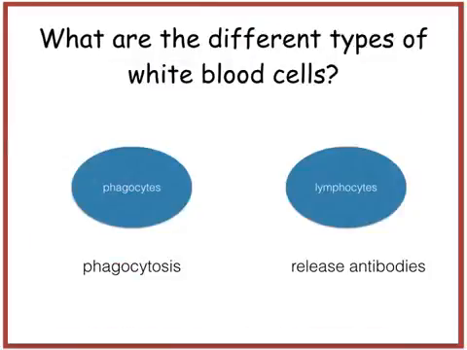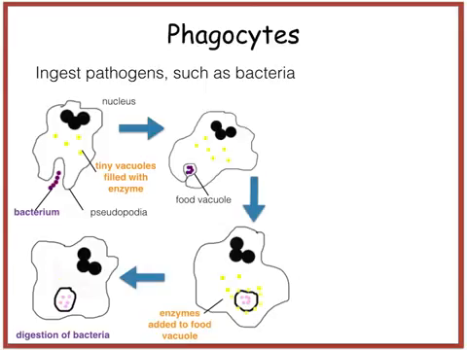So you've got two different types of white blood cells that you need to know at IGCSE. You've got phagocytes and lymphocytes. You need to call them by their different names, not simply white blood cells. So the key words to remember for each are that phagocytes are involved in phagocytosis and lymphocytes release antibodies. Looking at phagocytes first, these ingest pathogens, for example, bacteria.